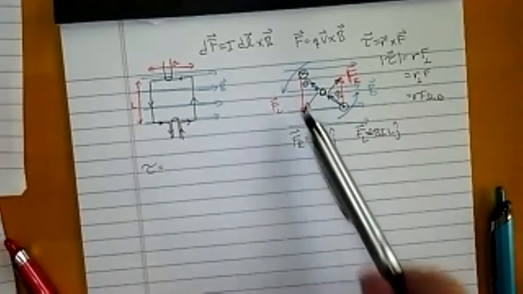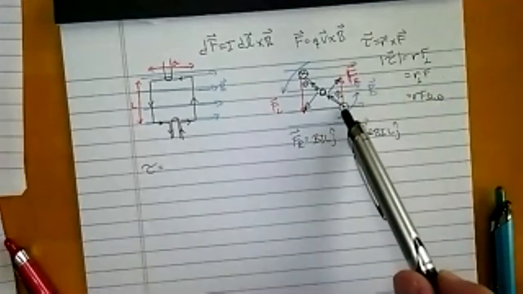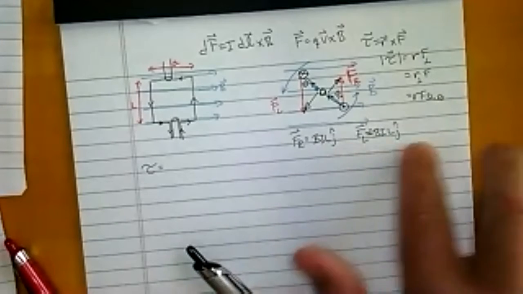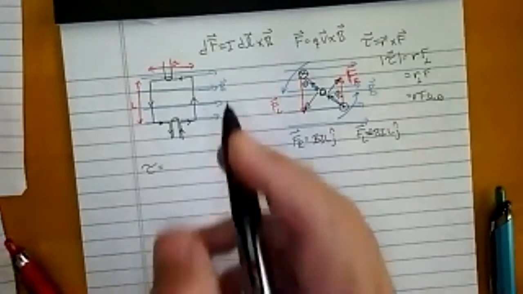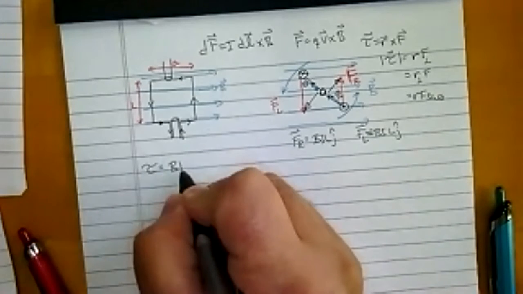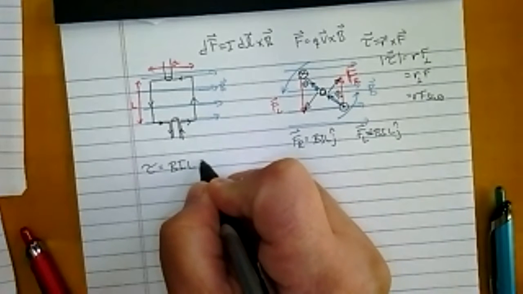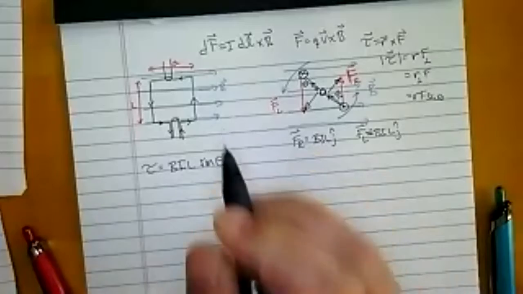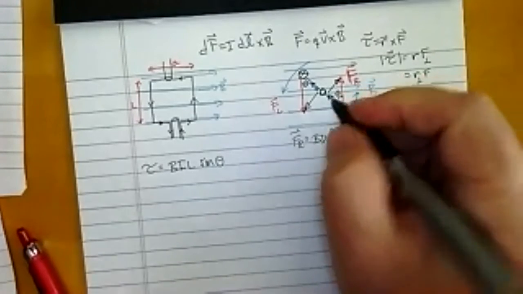So notice this one does the same thing. It tends to rotate it this way. This one tends to rotate it that way. So they're actually helping each other. They have the same sign. I don't have to worry about doing all the cross products. I can, but I don't have to. So I'm just going to say torque is equal to BIL sine theta. But I also need the lever arm. So the lever arm is actually going to be A over 2.